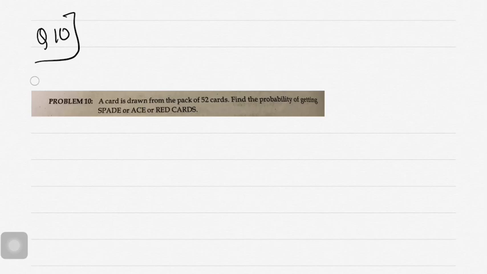When "or" is given in the question, it means you have to find the union. They have asked you to find a union of, if I name the event, I will name spade as event A, ace as event B, and red card as event C. So they are asking the probability of A union B union C. Find the probability of getting spade or ace or red card.